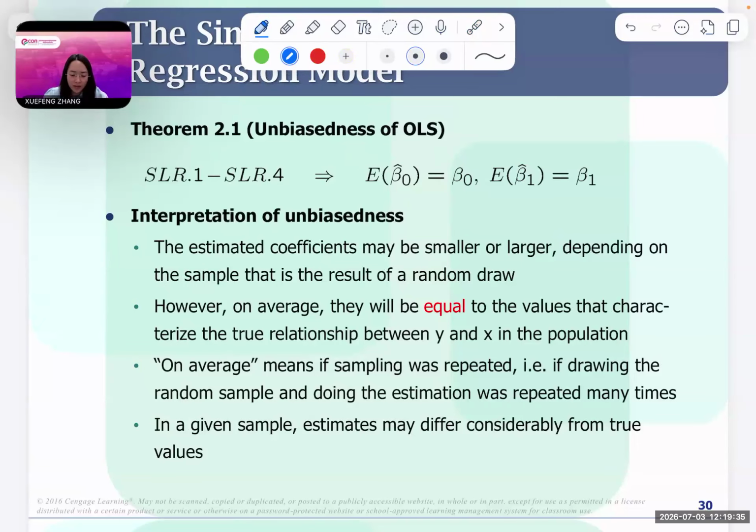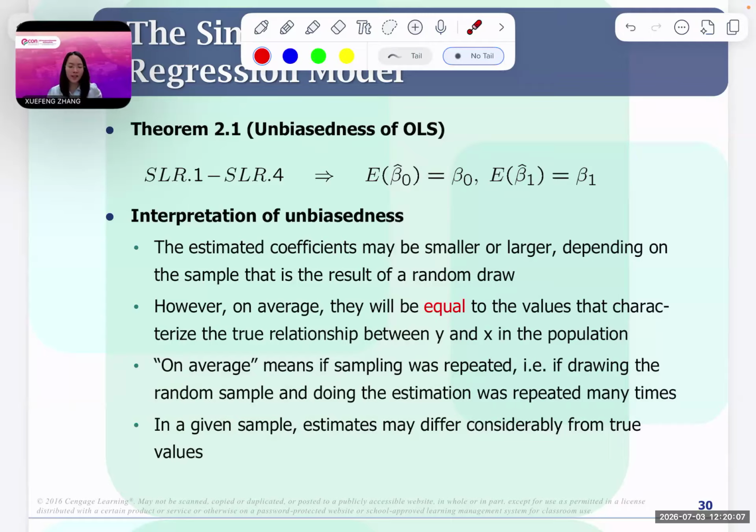Under assumption 1 to assumption 4, we have this theorem, okay? Theorem 2.1, which means unbiasedness of OLS. In mathematical way, we can show that the expected beta 0 hat equal the true beta 0, and the expected beta 1 hat equal the true beta 1, okay?